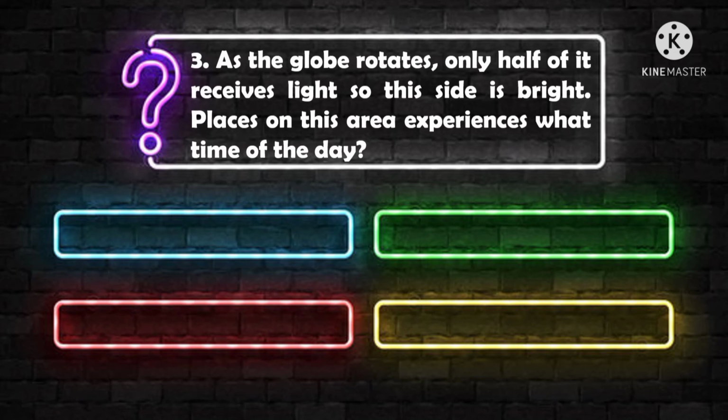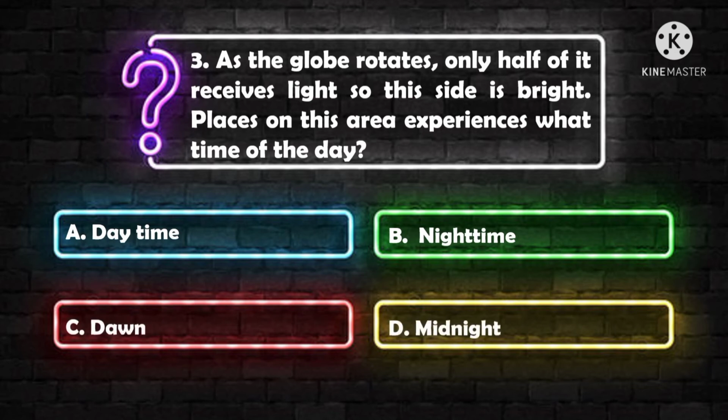3. As the globe rotates, only half of it receives light, so this side is bright. Places on this area experience what time of the day? A. Daytime. B. Nighttime. C. Dawn. Or D. Midnight. The answer is A. Daytime.